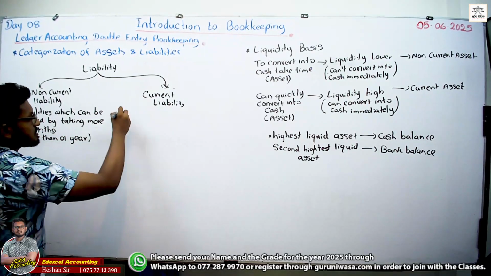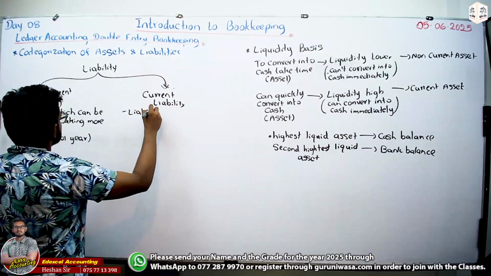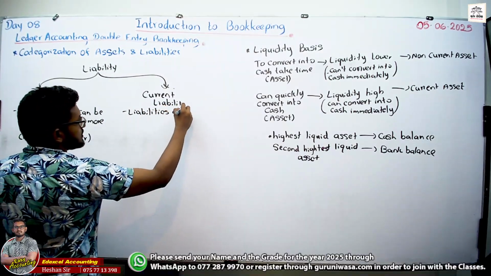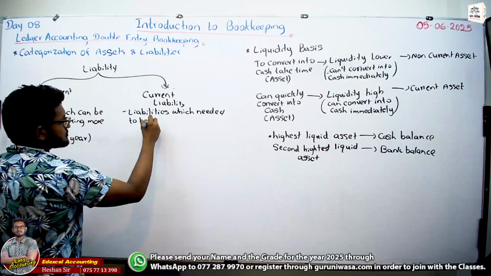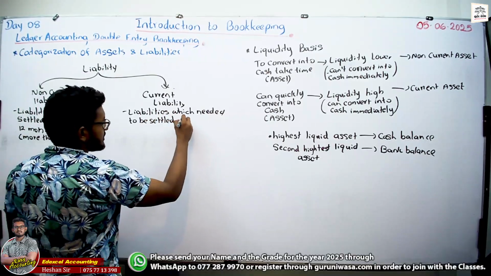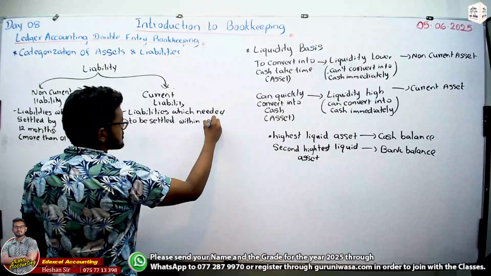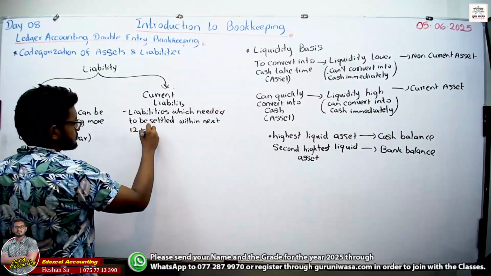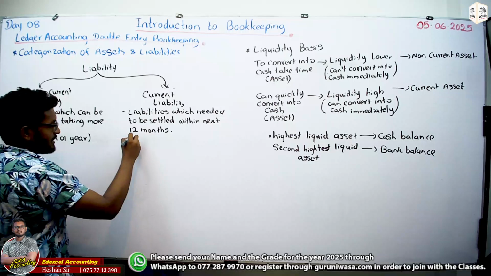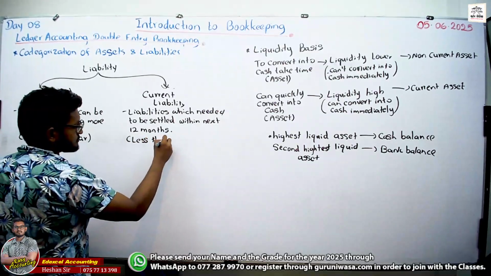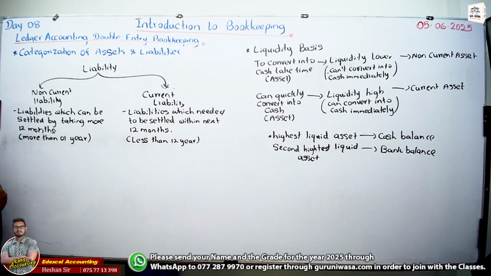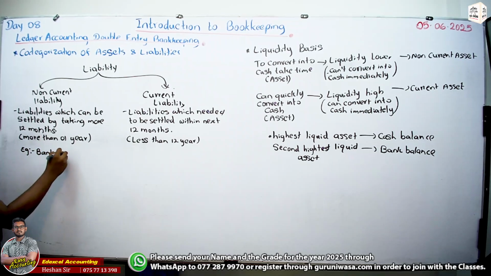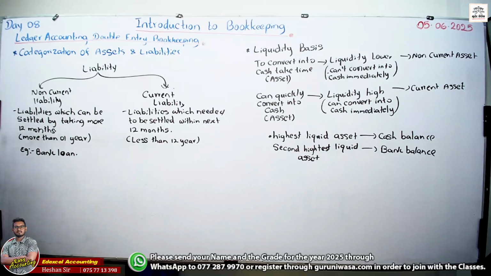Current liability means liabilities which need to be settled within the next 12 months, which means we need to settle in less than 1 year, right? For non-current liabilities we can take a bank loan. There are more, which I'll discuss when we get to the maths part.